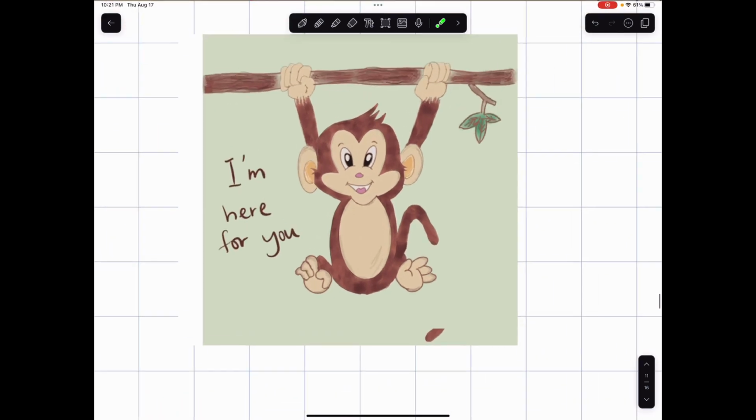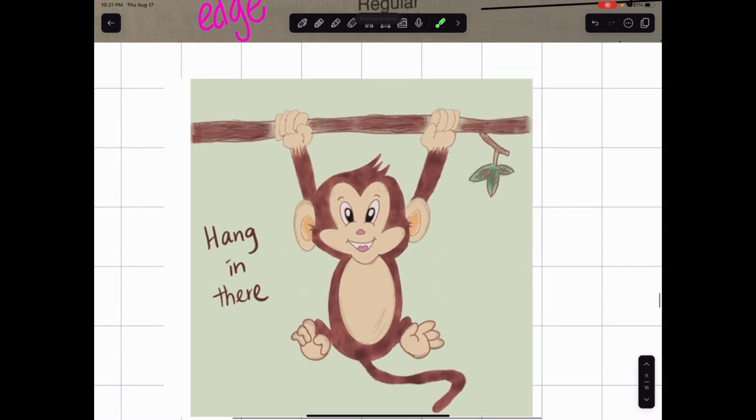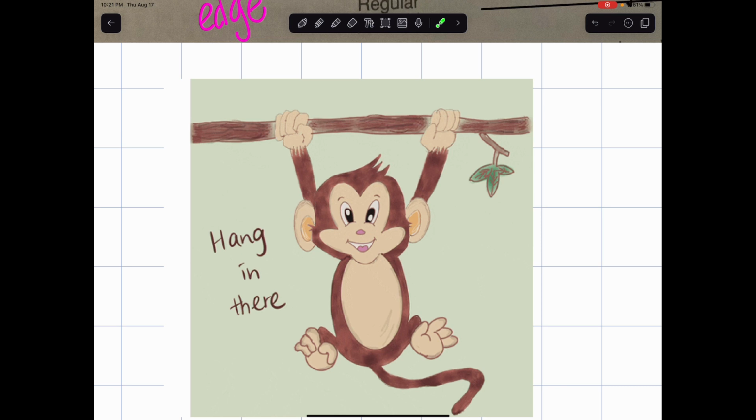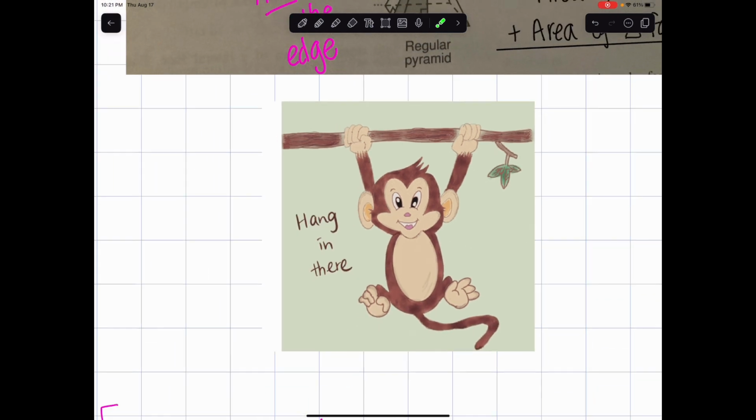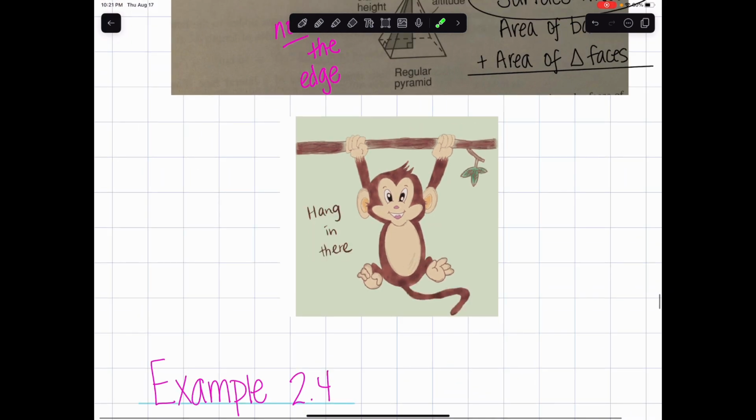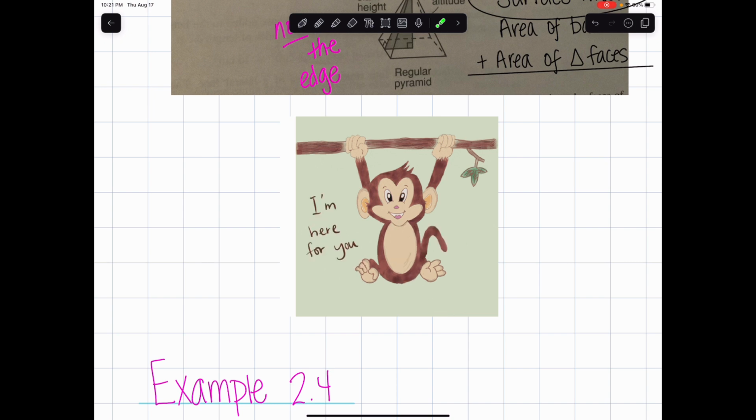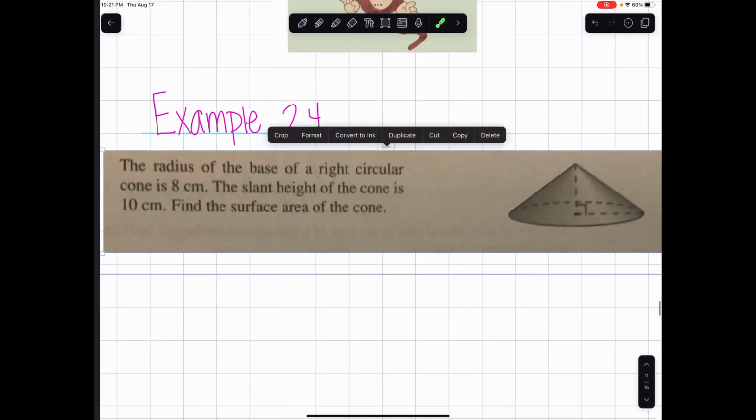Hang in there. I'm just reminding you here that you should hang in there because we're not that far from being done. So please hang in there. You got this. You got this. And then I'm going to show you a trick to remember all these formulas at the very end of this. So pay lots of attention to that then, okay?